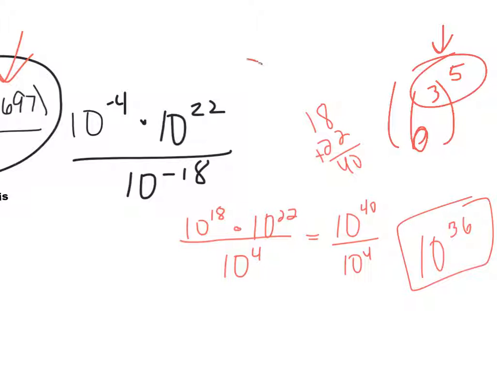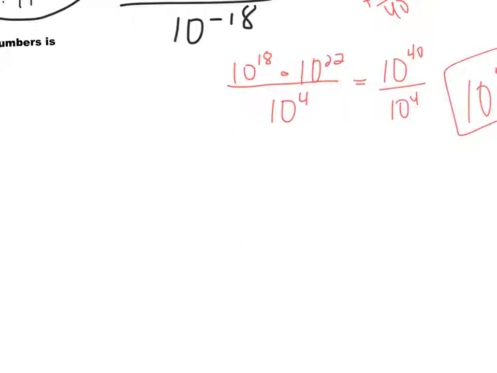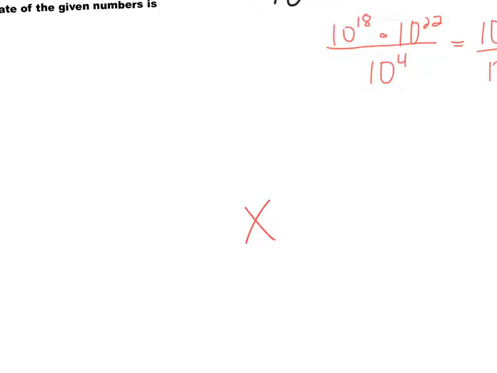Yeah. If you have a to the 4th times a to the 7th, what do you do? Add. I have 4 A's and I have 7. How many total do I have? 11. Same base, add exponents. If you are multiplying the same base, add exponents. If you're dividing the same base, what do you do? Subtract. If you guys don't see that, write it out. Who cares?